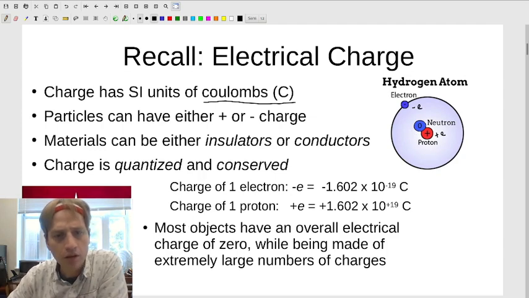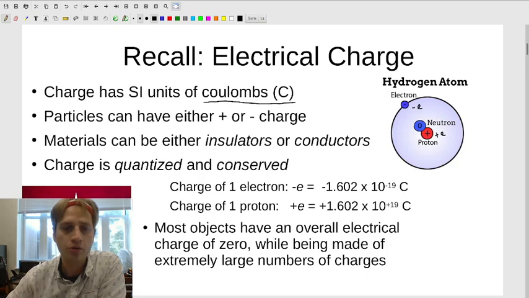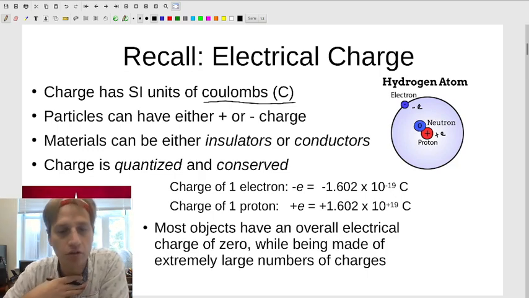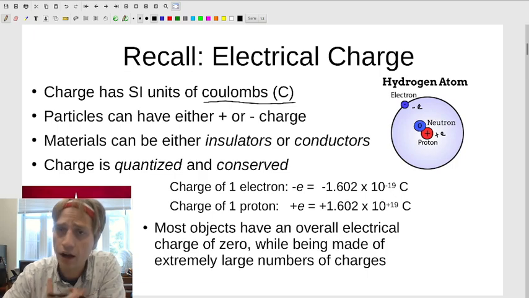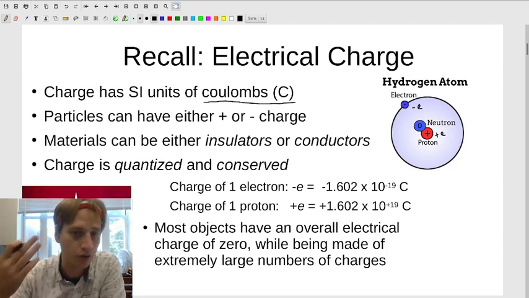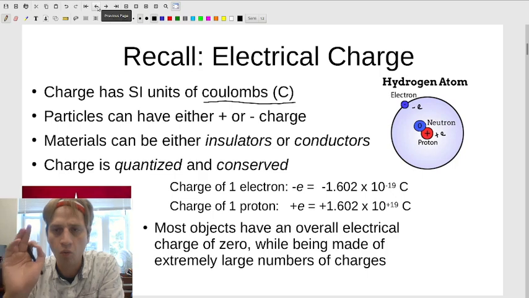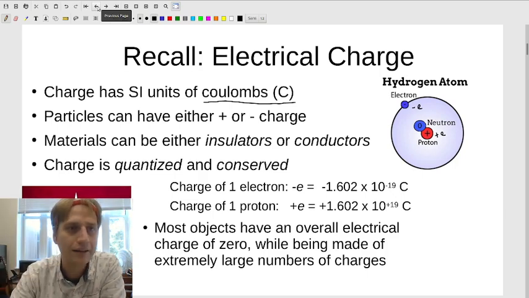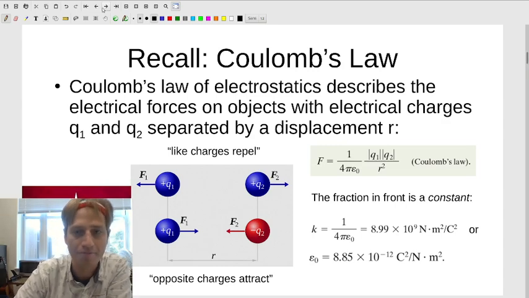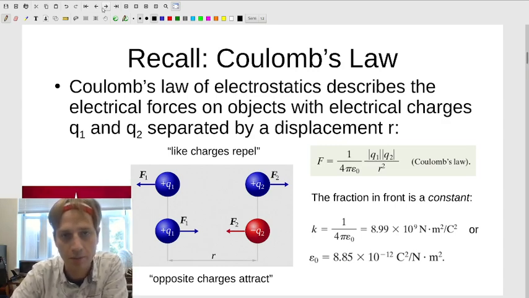Now, most objects are like this. Most objects like you have an overall electrical charge of zero, despite the fact that we're made of large numbers of charges, and a complicated system like your body also has quite a bit of current running around in it in terms of your nerves and your heart beating and all of that sort of thing. So we need to think a little bit harder about that. How do you get one charge being acted on by the electrical forces of many other charges? That's one of the main ideas that we're going to talk about today.